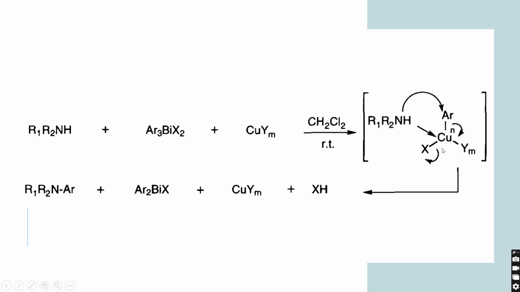And the leaving group, which is X here, takes up proton from the reaction mixture or during the workup of the reaction to give you this XH byproduct. These byproducts you can leave aside, but you just have to notice that the amine that we took has now gotten arylated from the bismuth reagent. This is how we can use organo bismuth reagents for synthesis of aryl amines.